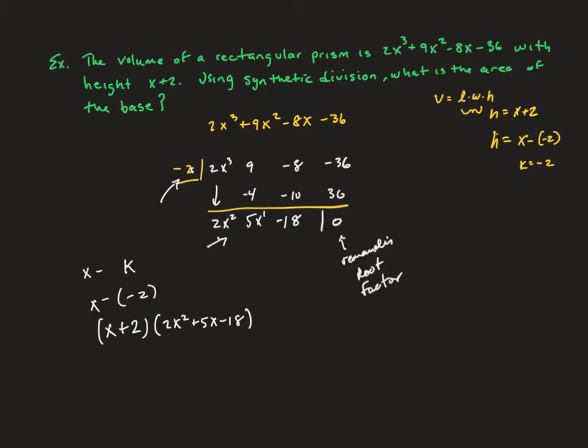Now I could turn around and factor this further and find out what is my length and width. They didn't ask me to do that, so I'm not going to do that at this point in time. But I do know that this was my height, and this was the area of the base of the rectangular prism.